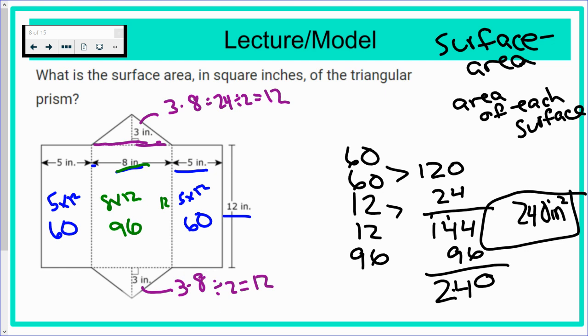Now for the triangle sides. We have a height of 3 for each triangle, and the bases are each 8 because the base is the width of this rectangle here. 3 times 8 is 24, divided by 2 because it is a triangle is 12. Then we add up all of our numbers. We have two 60s, two 12s, and a 96. The two 60s make 120, the two 12s make 24, and with the 96 it all adds up to 240.